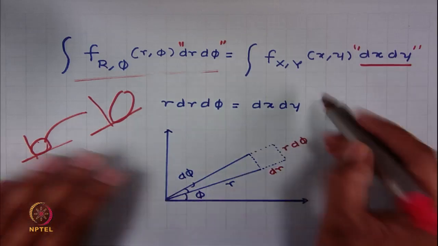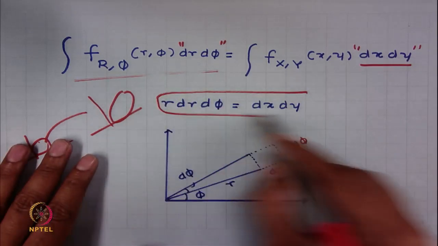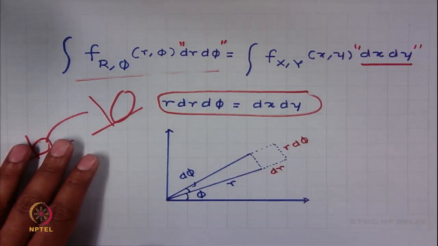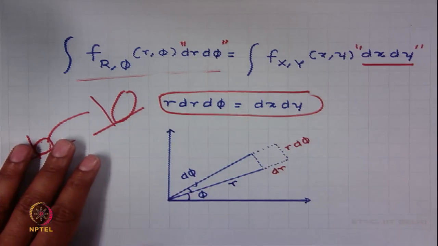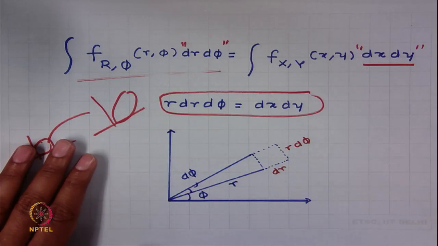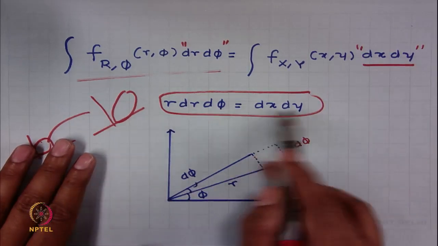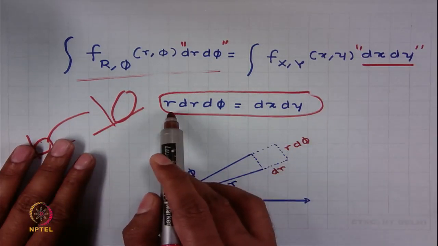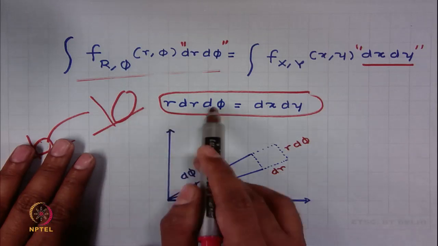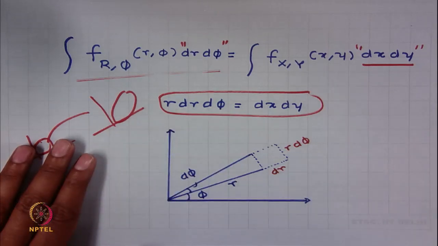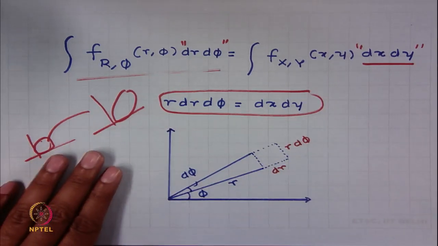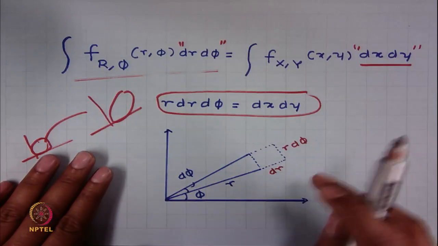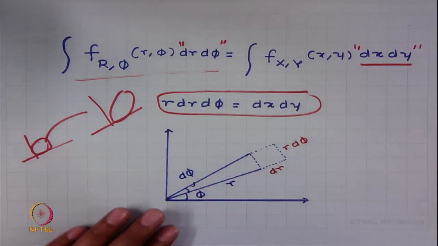And the first thing that you must have learned when you have learned about interchanging the coordinate systems is this relationship between Cartesian coordinates and polar coordinates. You must have seen that dx dy in polar coordinates is r dr d phi. Okay. And you must have seen this picture as well. It is a very easy picture to remember this.